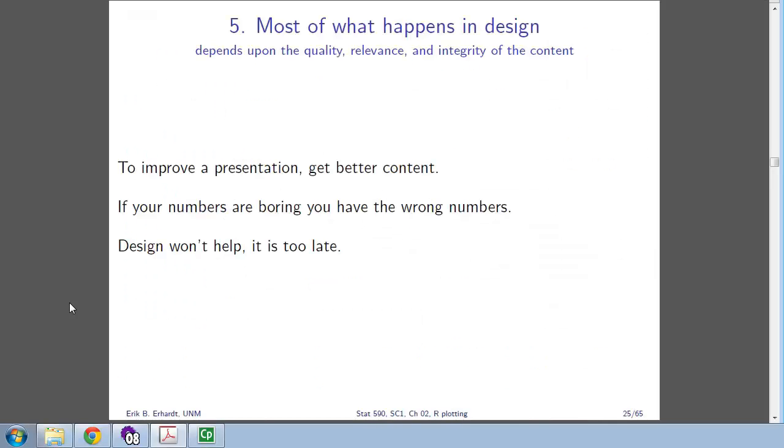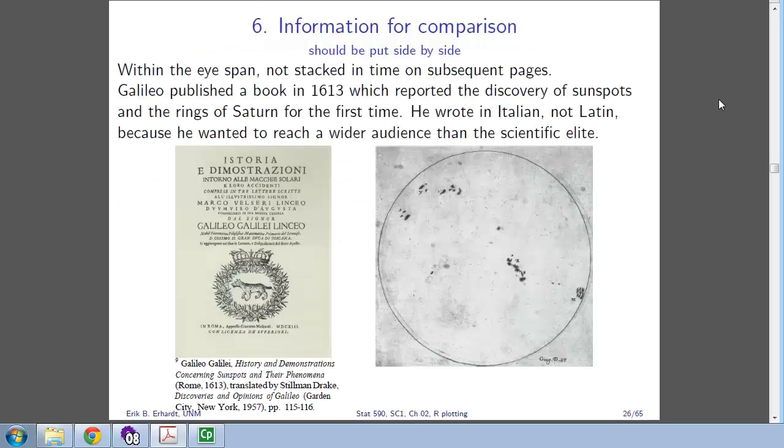Number 5. Most of what happens in design depends on the quality, relevance, and integrity of the content. And I'm sorry, but if your numbers are boring, you have the wrong numbers, is what someone else has said. Design won't help, it's too late. So I guess this concept is about solving interesting problems. All right, information for comparison should be put side by side.